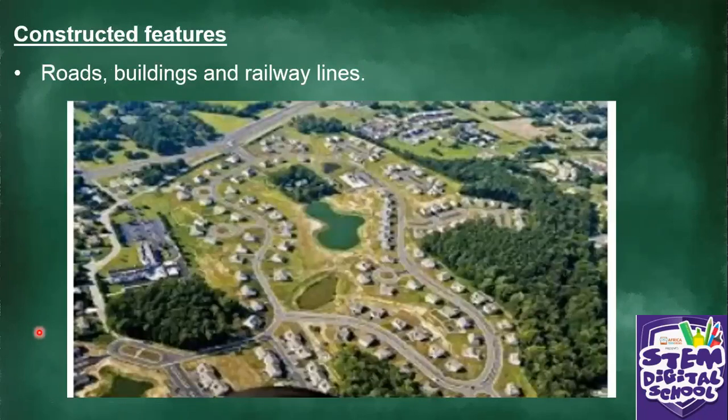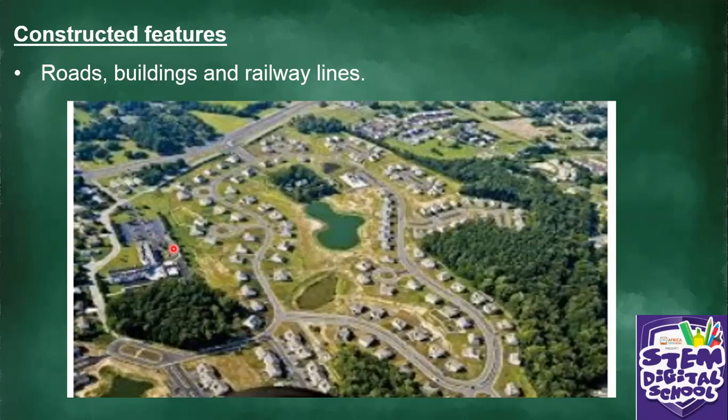And then constructed features. These include roads, buildings, and railway lines, and so forth. Usually roads are clear. You can see here, you can see the houses, the buildings. So in this picture, the constructed features that we see are these houses, the roads, and other buildings.